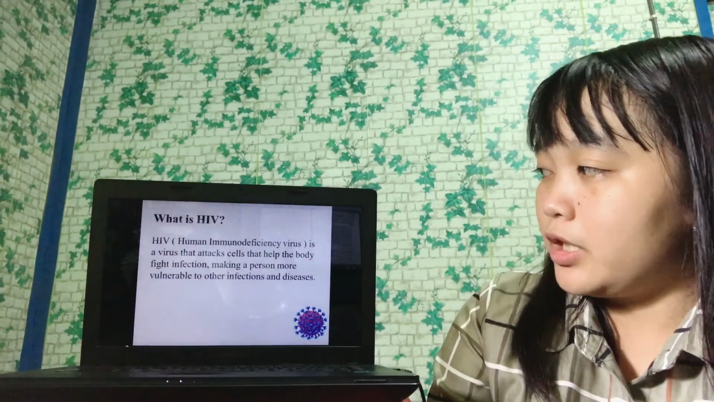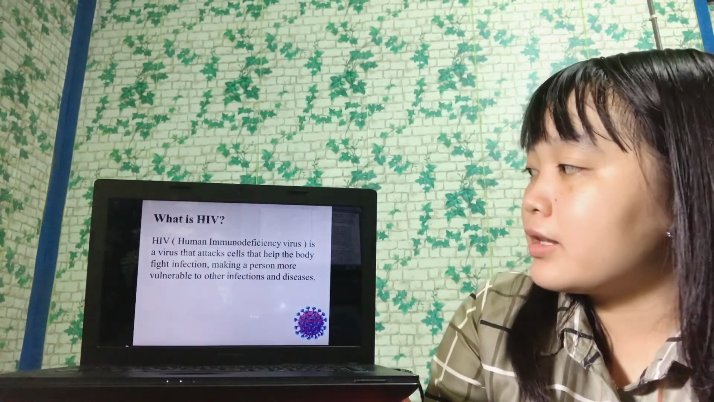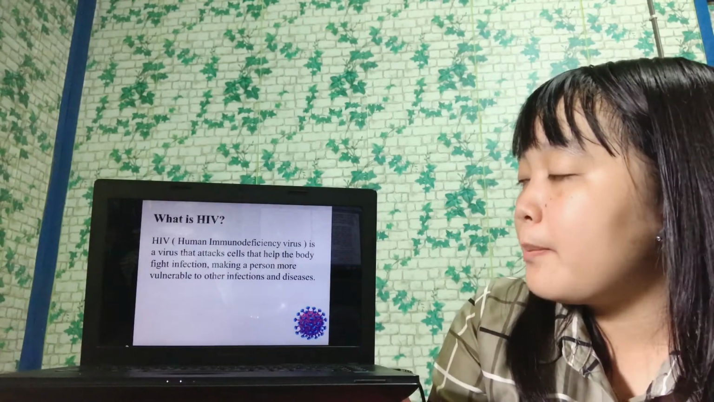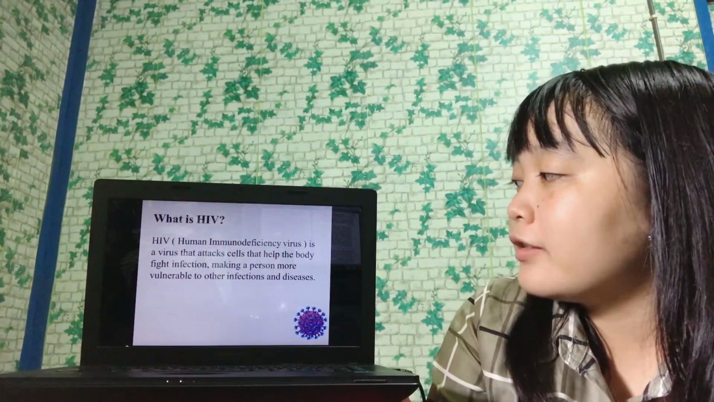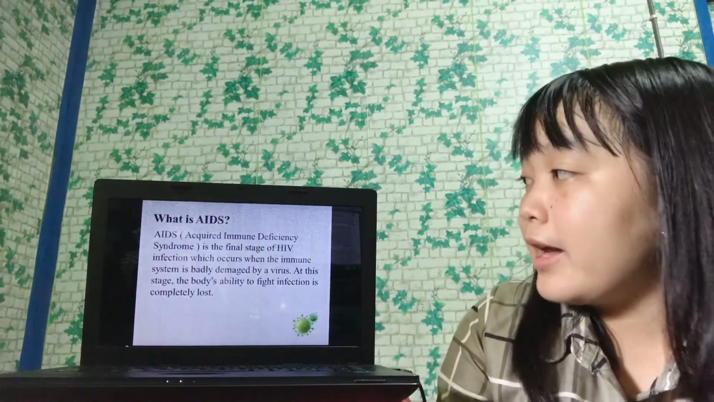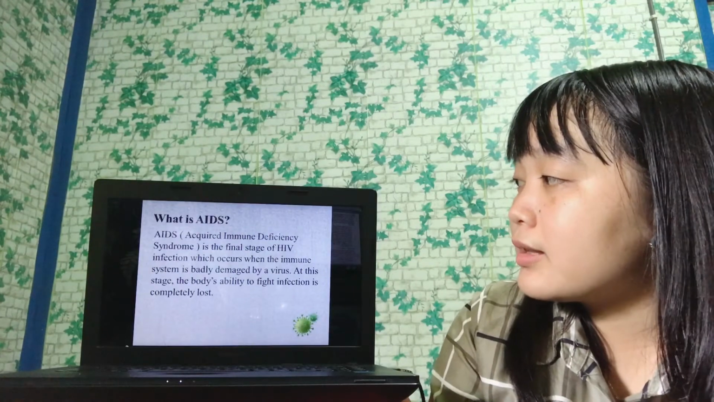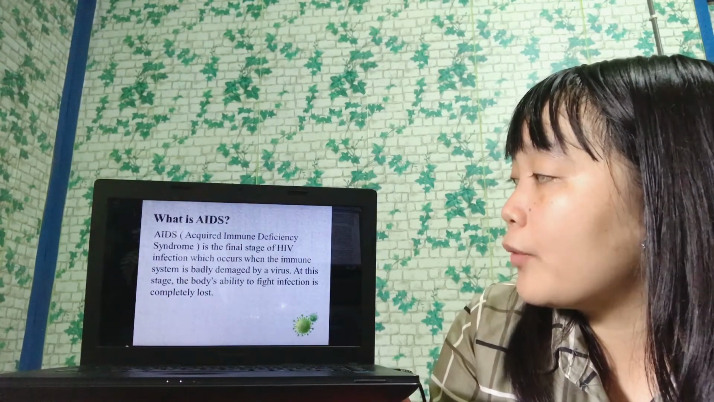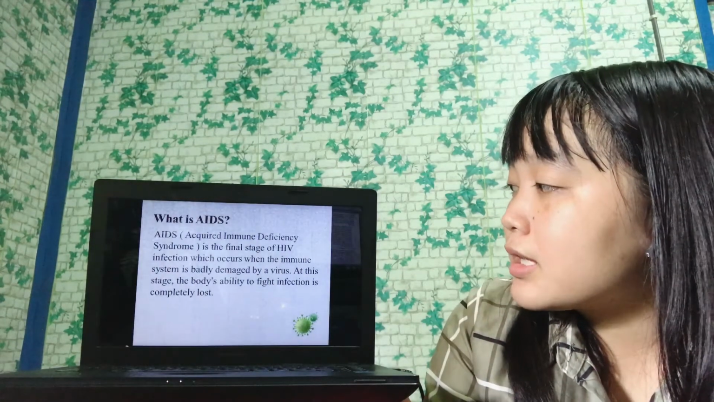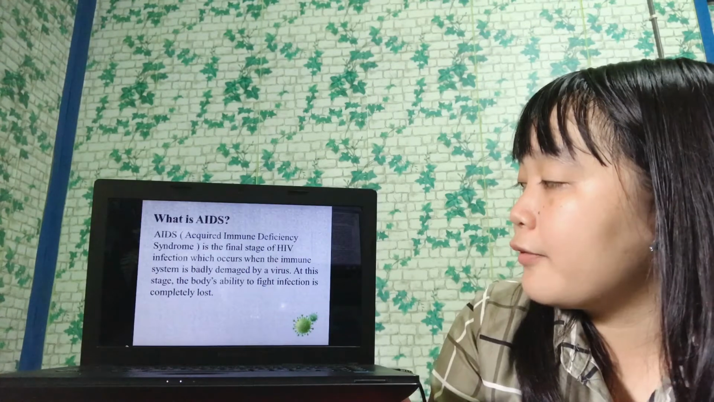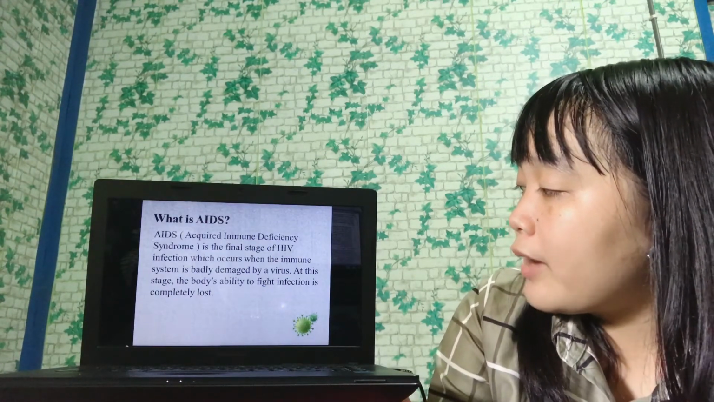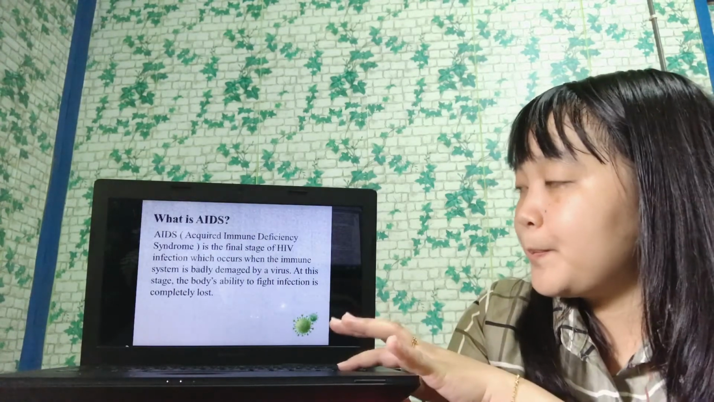HIV, Human Immunodeficiency Virus, is a virus that attacks cells that help the body fight infection, making a person more vulnerable to other infections and diseases. What is AIDS? AIDS, acquired immune deficiency syndrome, is the final stage of HIV infection which occurs when the immune system is badly damaged by a virus. At this stage, the body's ability to fight infection is completely lost.